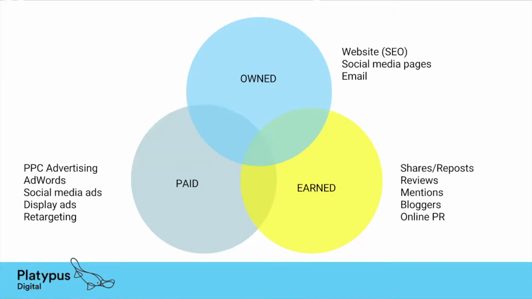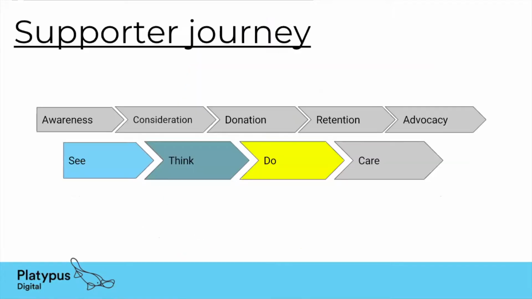So that's broadly how you might see a split on the online space between the different channels. So let's talk a bit about the supporter journey. What sort of framework are you working towards with an integrated campaign? Well, for us, the best model you can be using is one that Google are big proponents of, called See, Think, Do, and Care.